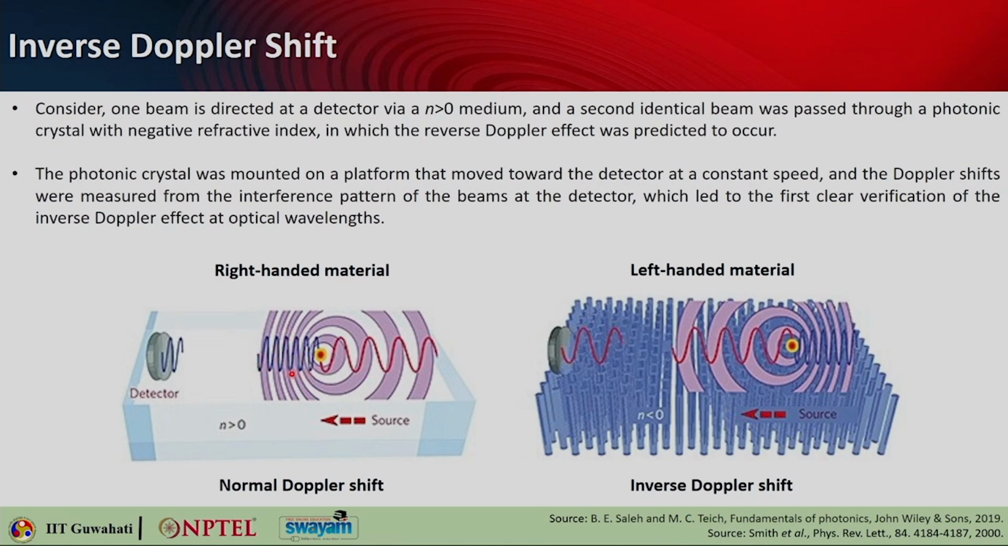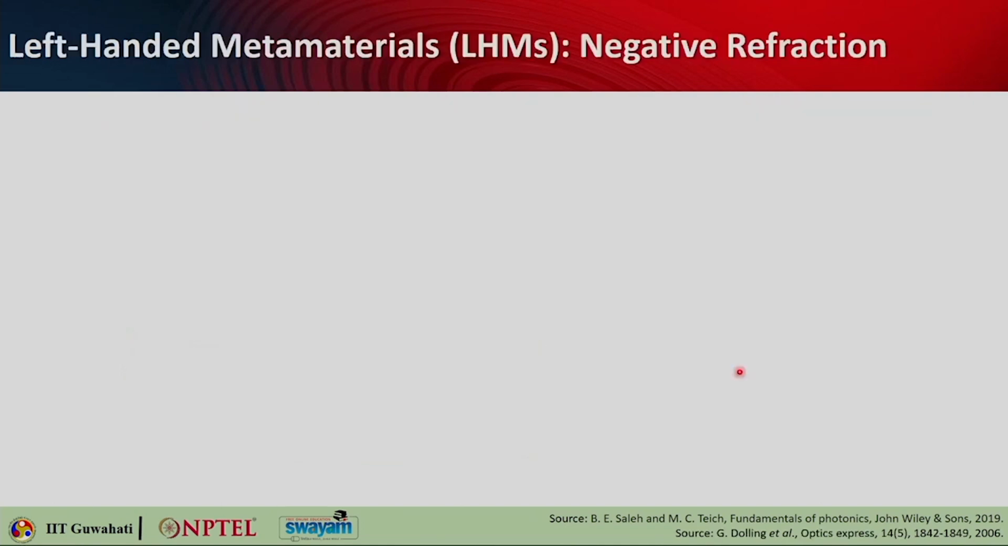You can see the squeezing of the pulse here, that means the frequency has increased or the wavelength has decreased, and when the source is moving away from the detector in this direction, the frequency reduces, which means the wavelength increases. Okay. Whereas it happens completely opposite in the case of a negative index material or left-handed material.